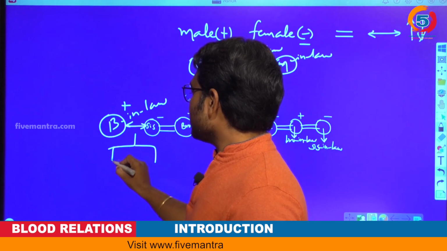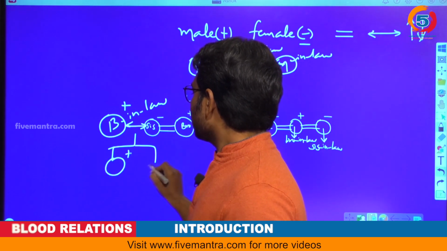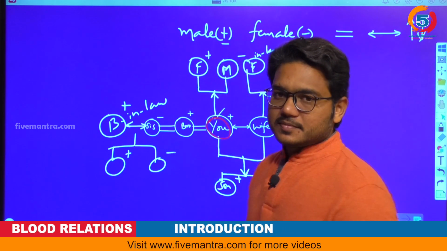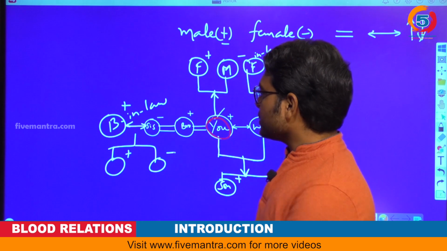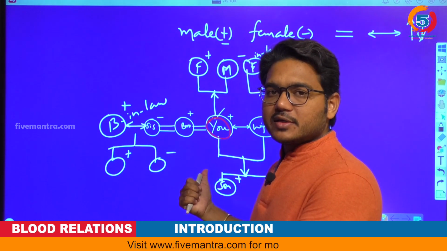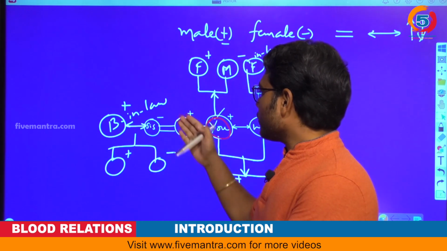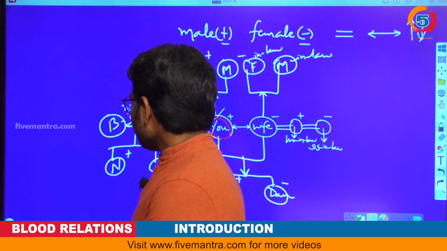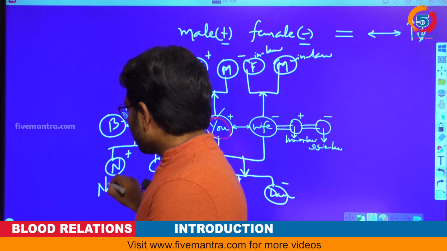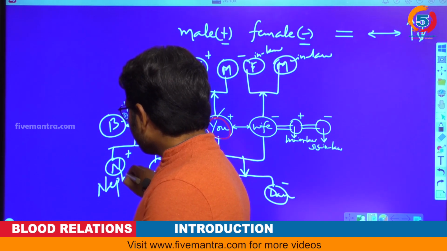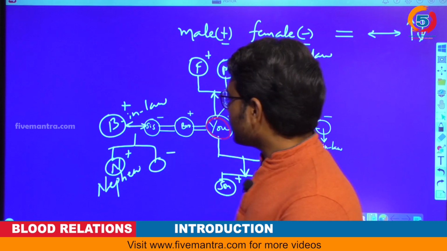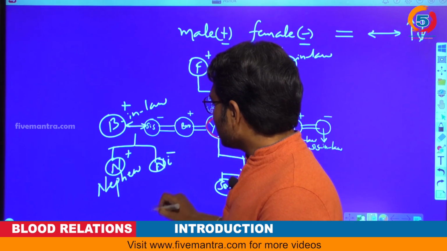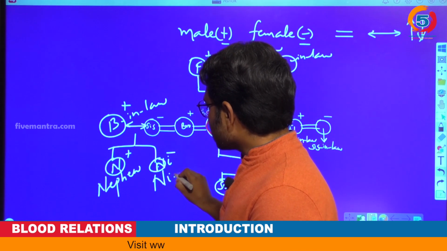Suppose their family has got one boy and one girl. So what do you call them? How are they related to you? The son of your sister is called nephew. And the daughter of your sister is called niece.